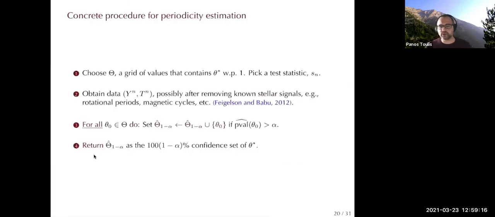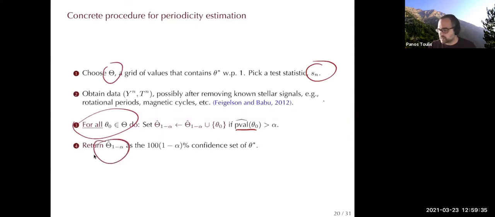Yeah. So here's the overall method that I propose. Choose a grid of theta, choose your test statistic. You have the data. Then for every value in the possible periods, just do this randomization test and include it into your confidence set if that p-value does not reject it, right? And this is in the end what we return, this confidence set.